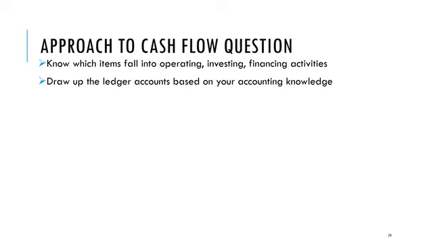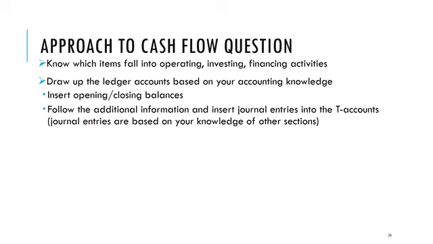Remember, if in doubt, draw up a T account. T account, that little general ledger account, fill it in as much as you can, and your balancing figure ultimately being the change in cash, the change and impact in bank. For us to draw up these accounts, you firstly want to insert your opening and closing balances. Typically, with your statement of cash flows, you're going to be provided with a trial balance or something along those lines, and you'll have opening and closing balances. Follow the additional information and insert journal entries into the T accounts.